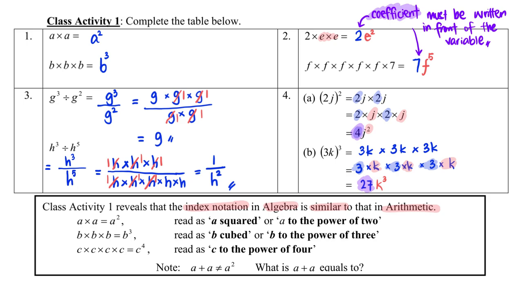And the last note that I wish to make before I end off this video, which is of great importance: a plus a does not equal a power 2. a plus a is equal to 2a. So there is a difference between a square and 2a. And I will end off with that.